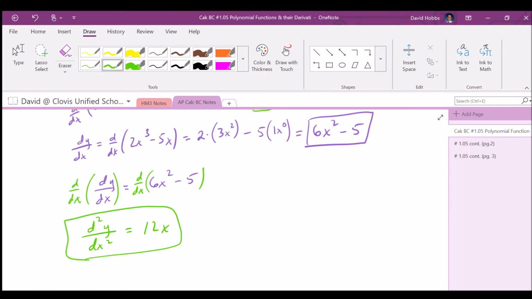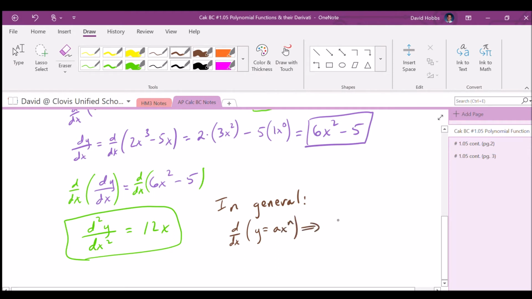Okay, so in general, let's write this out. In general, the derivative with respect to x of a polynomial type of function, okay, we get dy dx equals a times n x to the 1 less power.